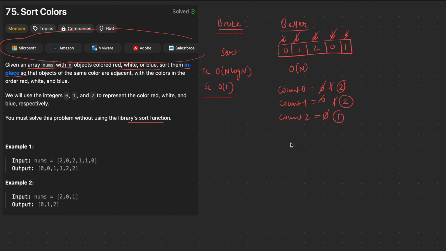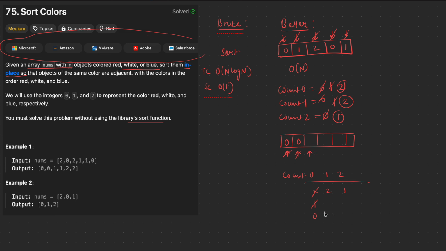Now we will reiterate through the array, and we will sort them using these counts. So let's suppose we are at the first element, and we have count 0, 1 and 2 as 2, 2 and 1. So we will start with count 0. Until count 0 reaches 0, we will fill the array with zeros. Like for the first element, count 0 is equal to 2, we will decrease this by 1 and place 0. Move on to the next element, similarly decrease this by 1 and place 0 here.